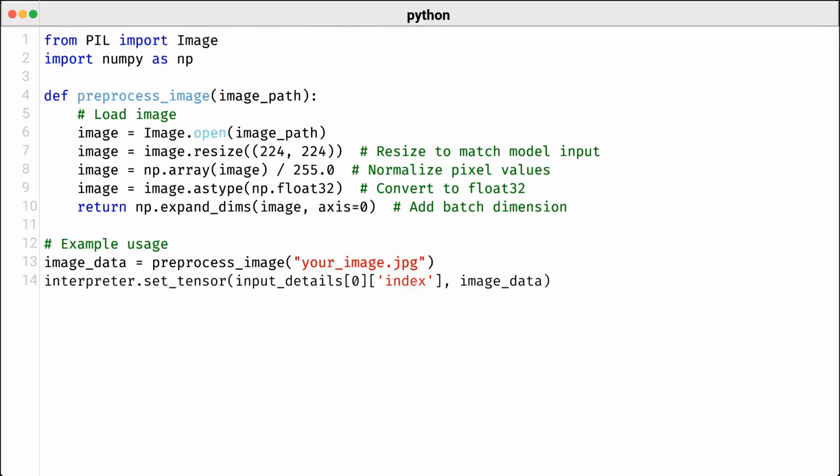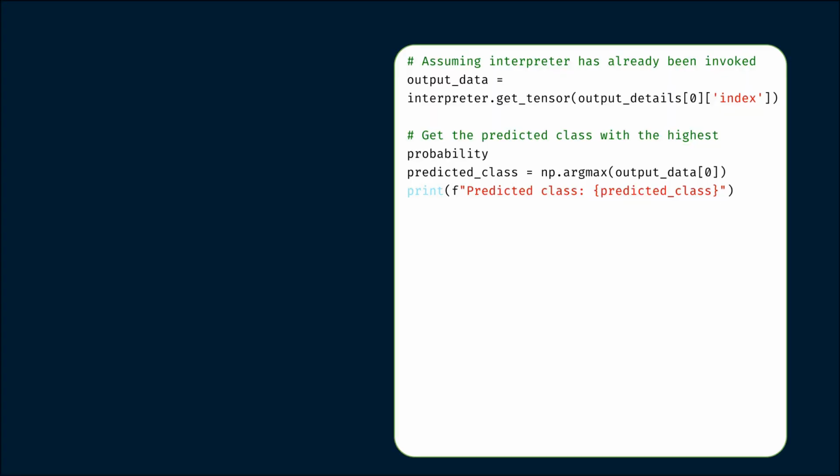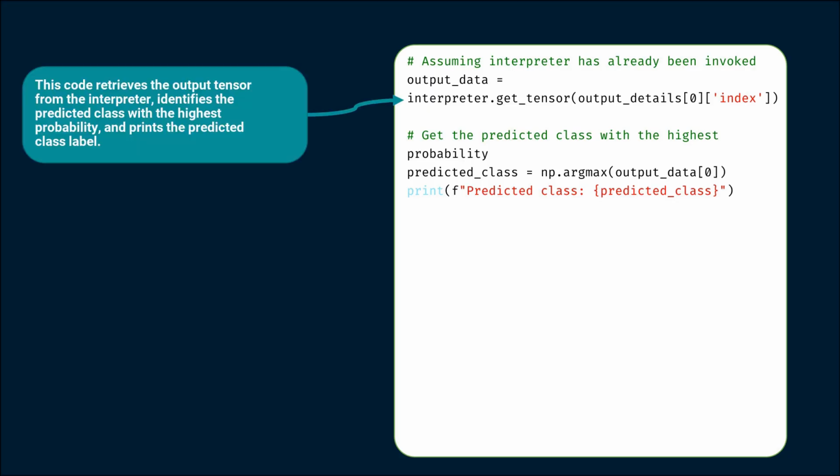data for generating predictions. Now let's see how we can interpret the predictions made by our Mobilenet model after running the inference. After invoking the model, we begin by retrieving the output tensor, which contains an array of classification probabilities corresponding to the classes the model has been trained on. This step is crucial, as it provides the raw data needed to determine which class the model predicts as the most likely. Next, by applying the function np.argmax to the output tensor, we can identify the index of the highest probability. This index represents the predicted class that the model believes is the best match for the input image.